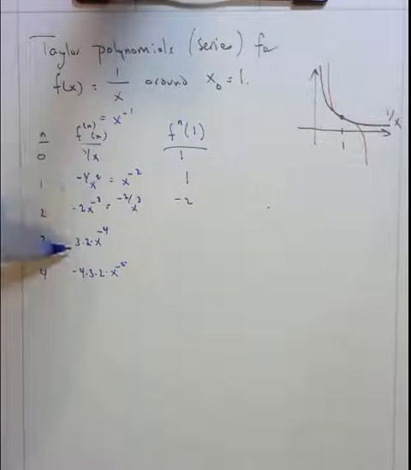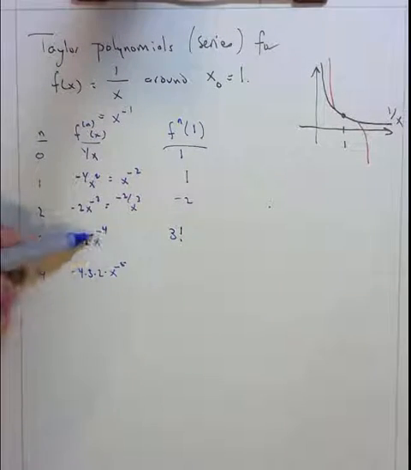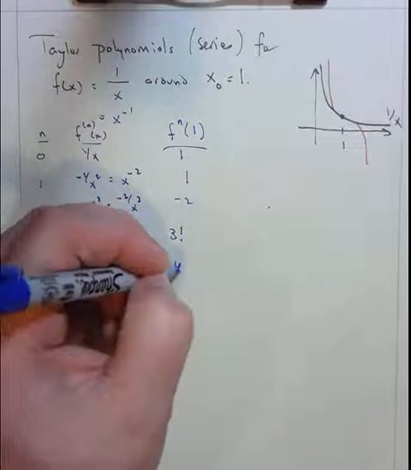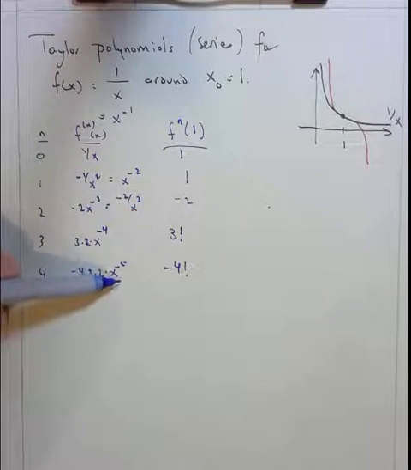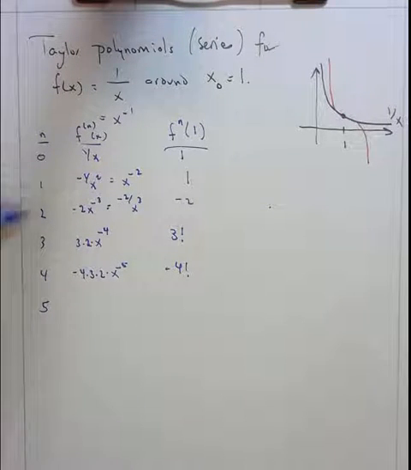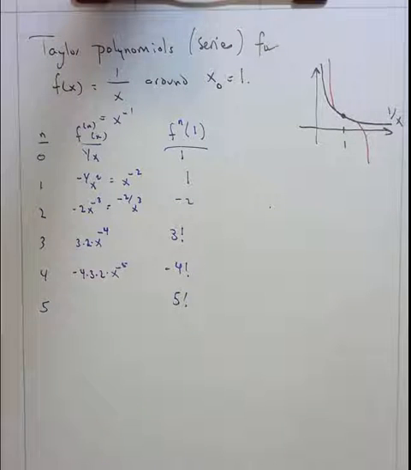So far, so good. The next derivative is 3 times 2 times x to the minus fourth, or 3 factorial, and then evaluated at 1, x to the negative fourth will just give us 1. And then the next one down, negative 4 times 3 times 2, that's a negative 4 factorial. And again, when we plug in a 1, the x to the minus fifth will just be 1. So to show you why this is good, I can come down here to n equals 5, and I can just tell you right away. 5 factorial would be the result, and then negative 6 factorial, then 7 factorial, etc., etc. Alrighty?